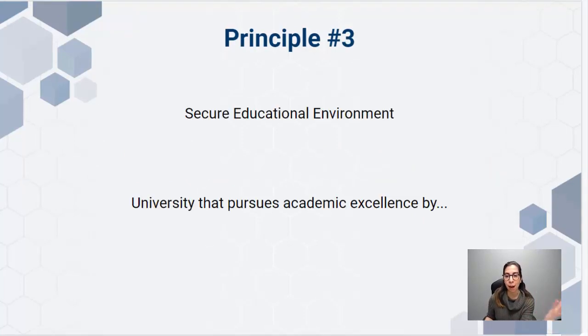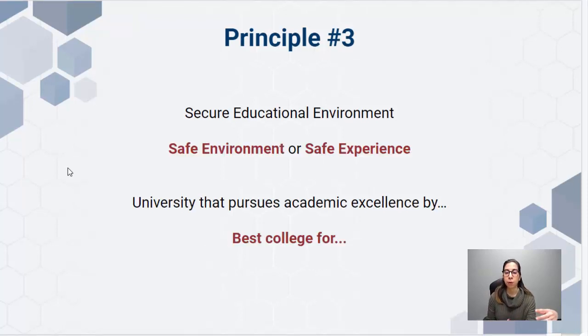So an example that I have from the website, this is existing text on the CSU Pueblo website. We have a lot of descriptions that say secure educational environment or university that pursues academic excellence by. Both of those sound great. However, thinking of that audience, we can more easily say this with safe environment or safe experience, best college for, and both of those things translate the exact same meaning as secure educational environment and university that pursues academic excellence. It's just using, I guess, the care language, more simple language.